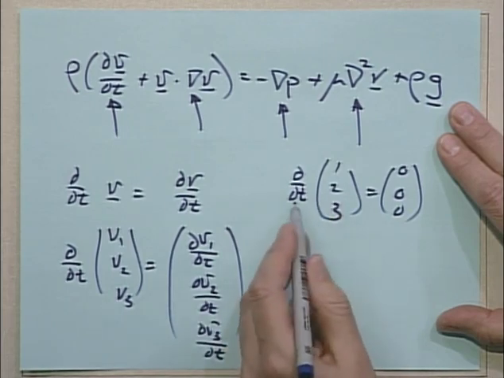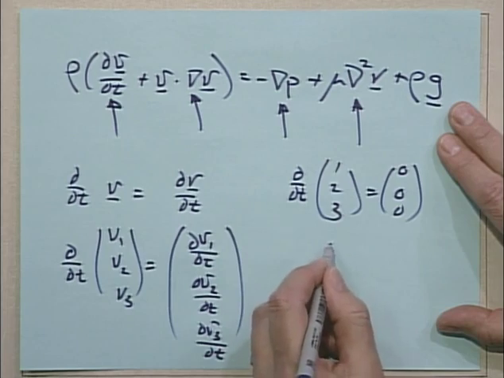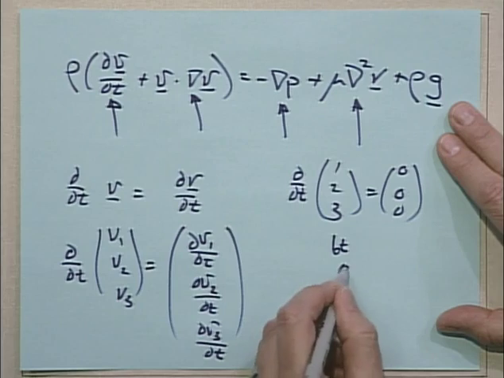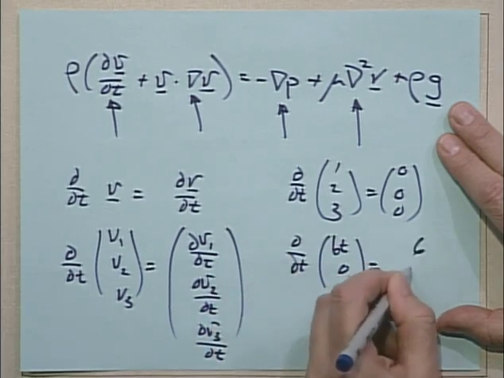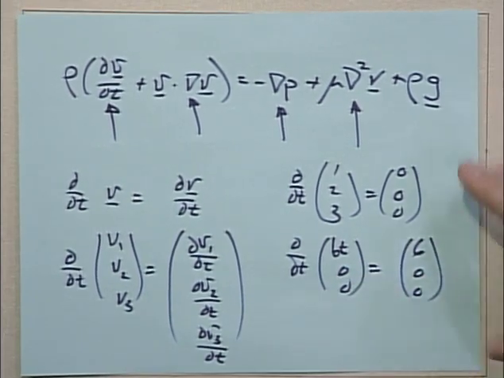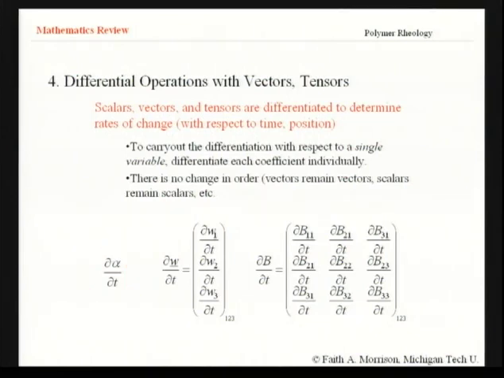And so a vector that's going to give a non-zero is going to have a function in it, so some function of time. So it might be (6t, 0, 0), and d by dt is equal to (6, 0, 0), something like that. So that's easy, taking derivatives of vectors, and tensors work the same way. There are just 9 components, and you take the time derivatives of each component. So time derivative, piece of cake. This is for a scalar, this is for a vector, this is for a tensor.